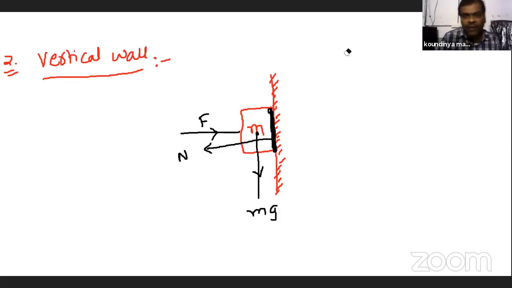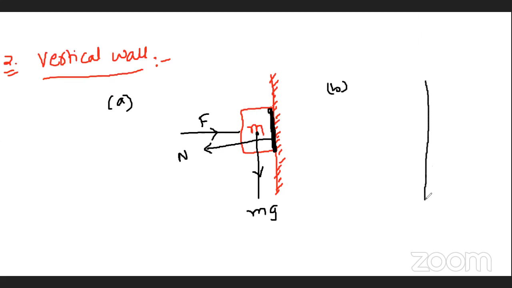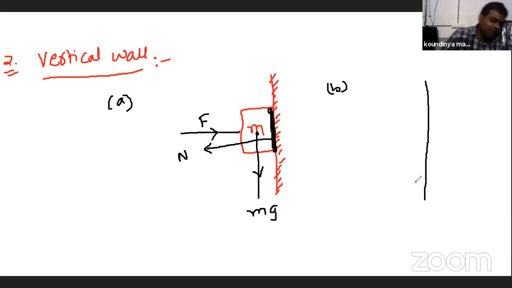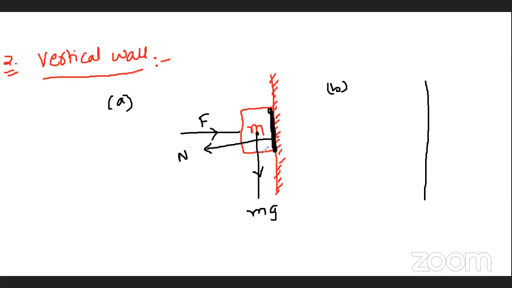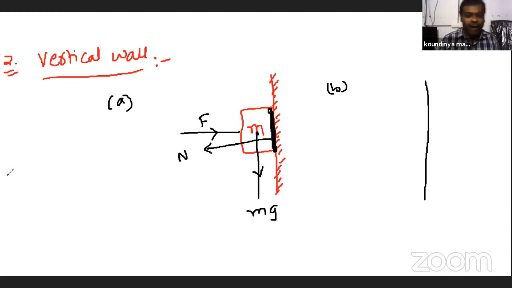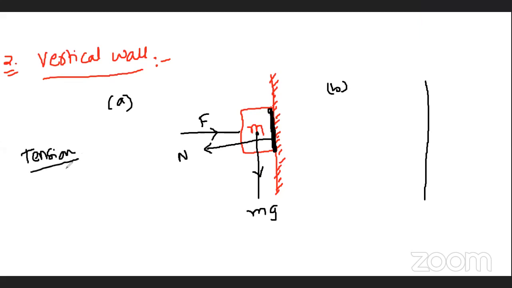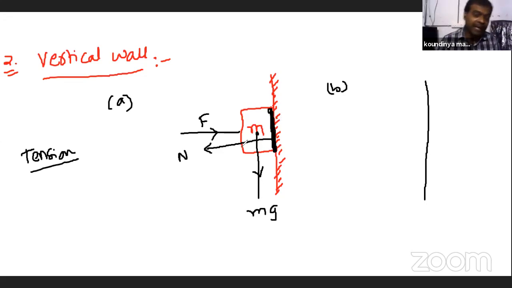Now, does this object have tension? See what I told you about tension. Tension is a contact force. Tension will act when the object is suspended, or whenever it is in contact with other bodies or other objects.